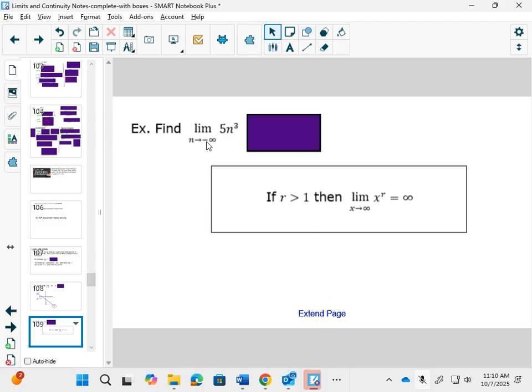So often, first thing you're going to think about is if I put in a huge number, will it get huge or will it get small? In this case, if I put a huge number in and I cube it, it's going to be huge. The next question you're going to ask yourself, will this be negative or will it be positive? And if you cube a negative number, it's going to be negative. This one's going to be negative infinity.